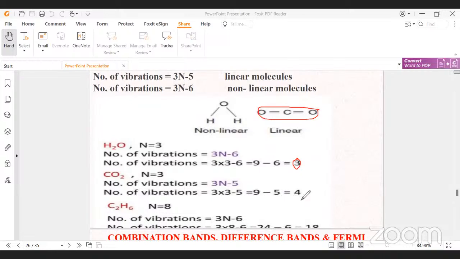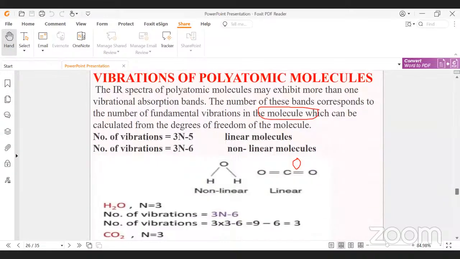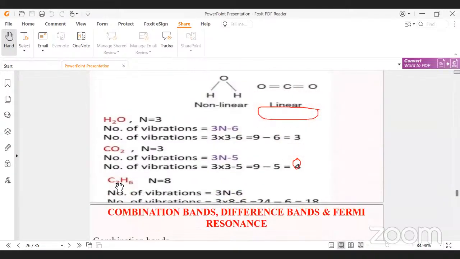Okay, sir. Look at another example. C2H6, ethane. How many atoms are there? 2 carbon atoms and 6 hydrogen atoms, total 8 atoms. Is this a linear molecule or a non-linear molecule? It is a non-linear structure.